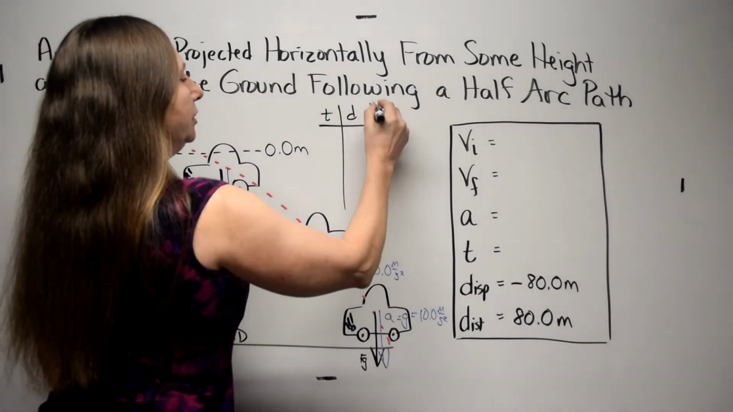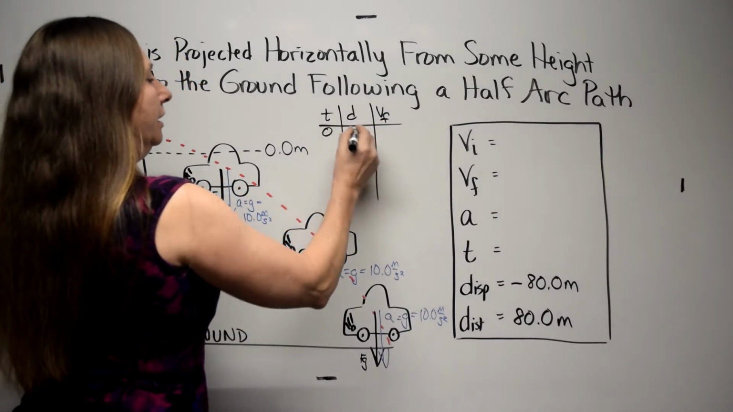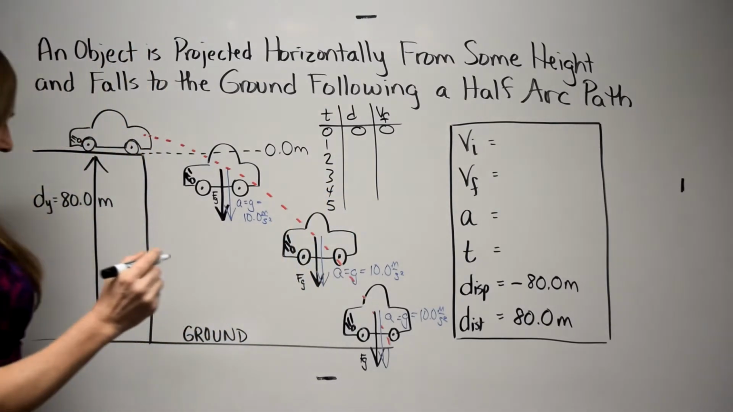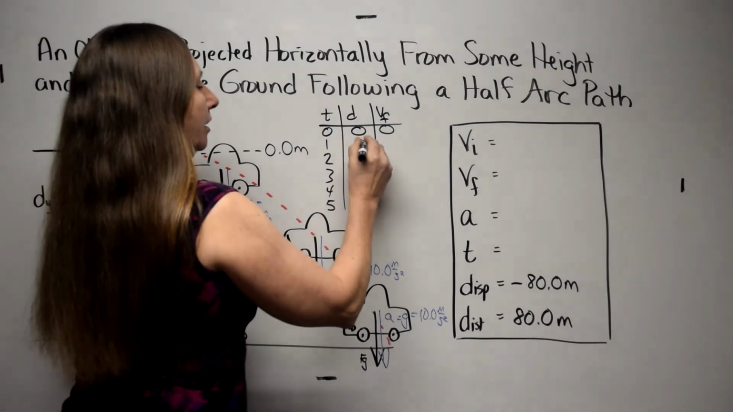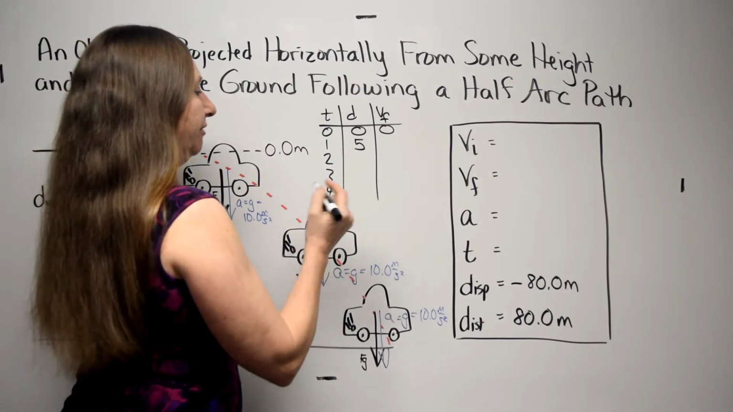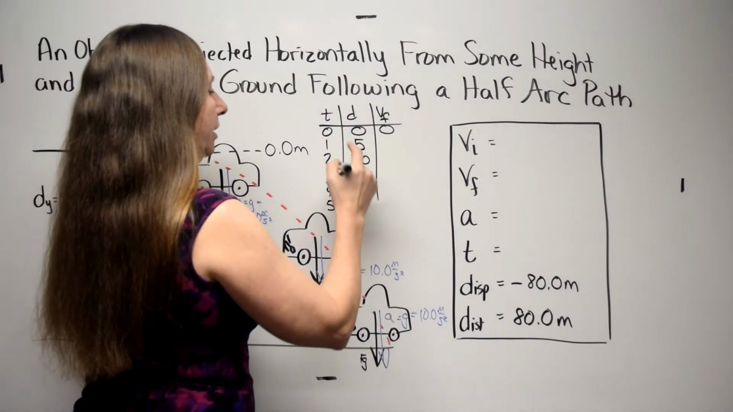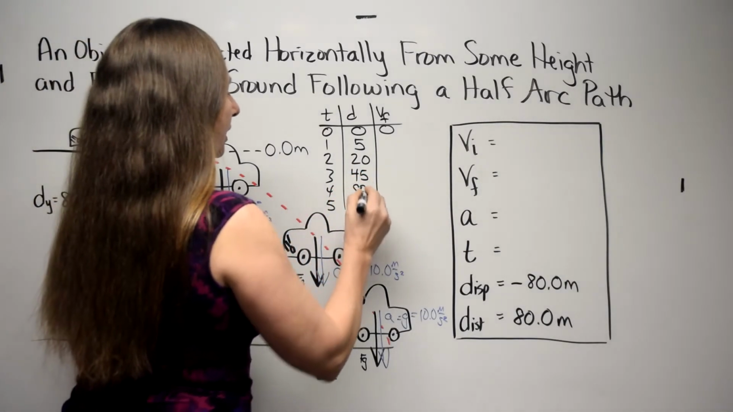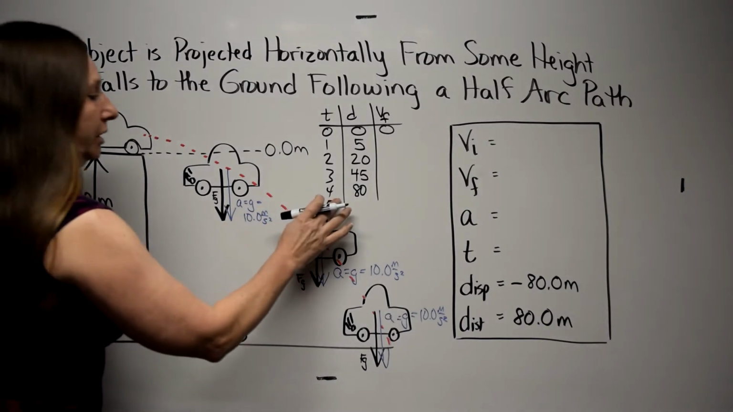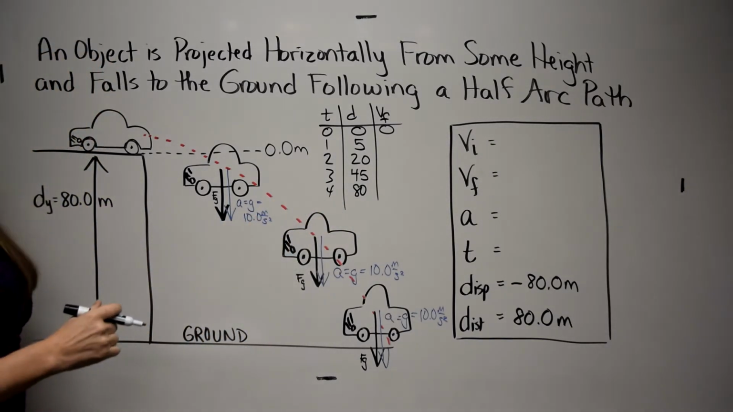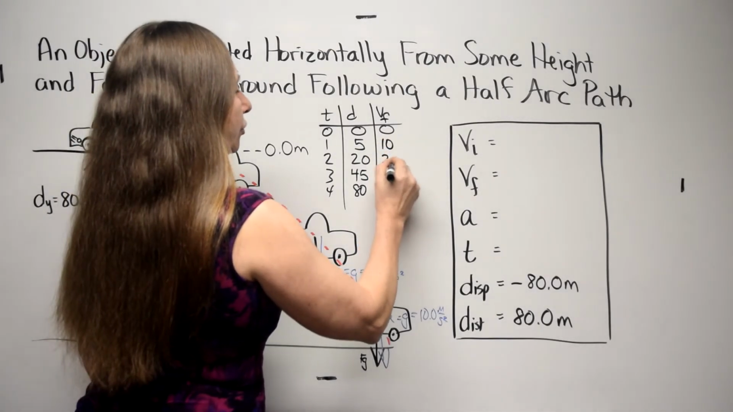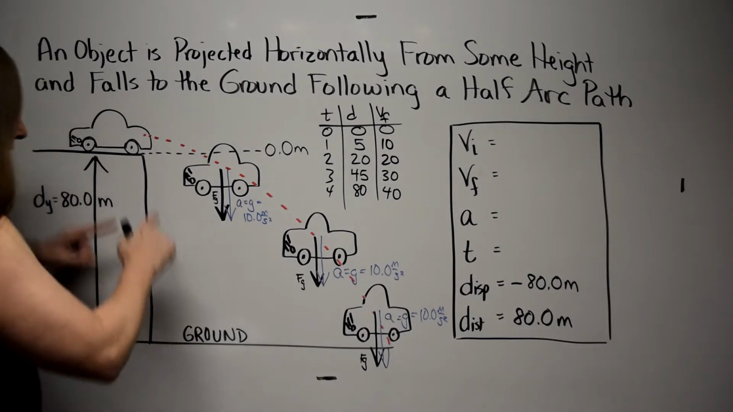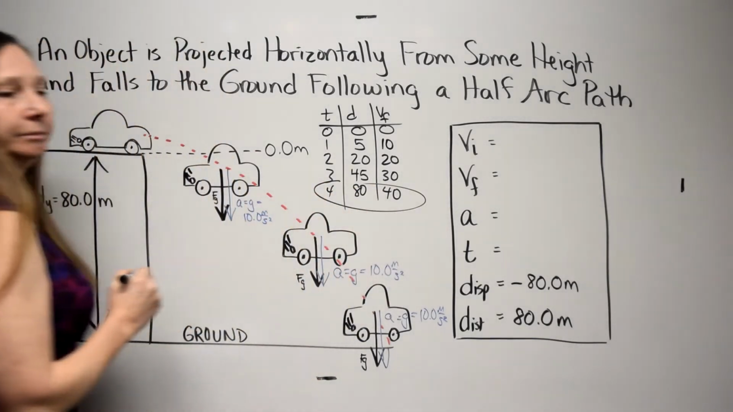Time, distance and displacement, speed or velocity: zeros, 1, 2, 3, 4, 5. That should be enough. It's 80 meters. In 1 second it falls down 5 meters. In 2 seconds it falls down 20. In 3 seconds, objects fall down 45 meters. In 4 seconds, objects fall down 80 meters. That's all we need, right? Don't need the 5 seconds. 10, 20, 30, 40. So we're looking at 80 meters right here.